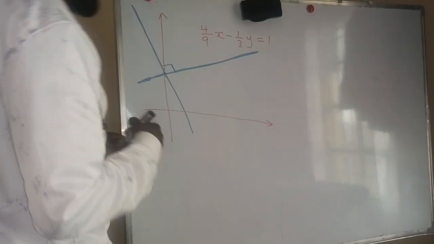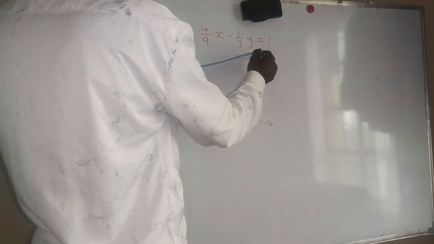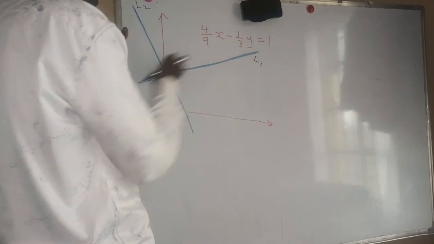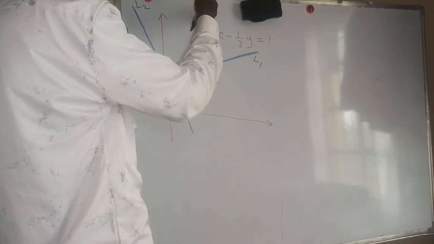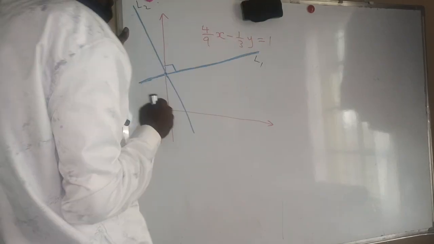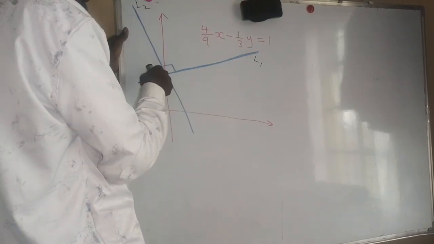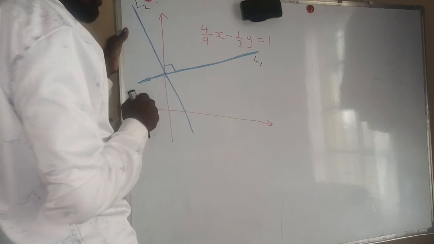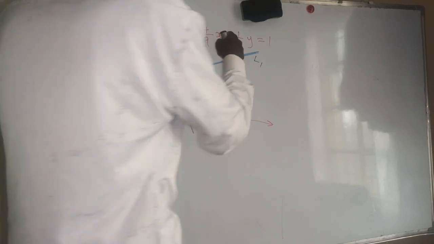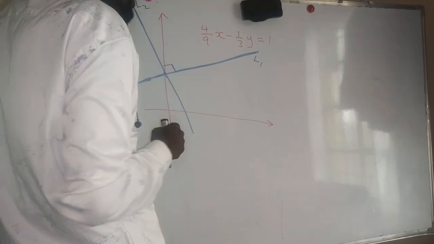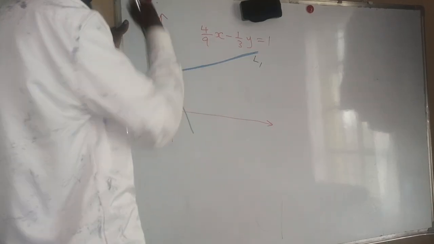Correct. So let's proceed. We want now to get the equation of this perpendicular to this line. So let me take this to be my line 1 and this to be my line 2. My first line L1 has an equation which is 4 over 9x minus 1 over 3y equals 1. My second line L2 is perpendicular to this first line at the y-intercept of the first line. So what's the equation of this line 2? Let's first write this equation in the form y equals mx plus c so that you can know its gradient. Once you have the gradient of this first line, you can get the gradient of line 2.